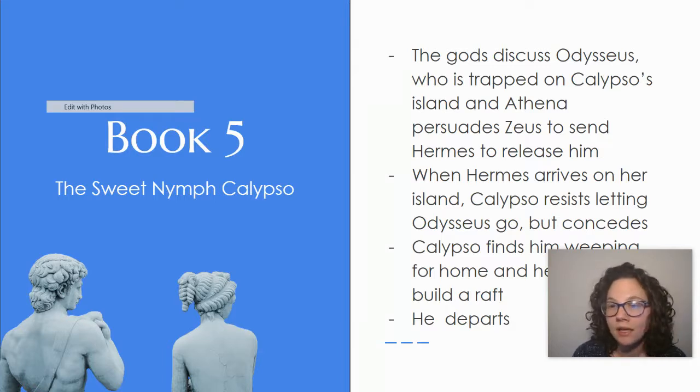She invites him in. They eat ambrosia and nectar, which is something only gods can consume together. And he tells her that Zeus has commanded that she let Odysseus go. Calypso gives an argument. She basically says, well, I can make him immortal. Can his wife do that?